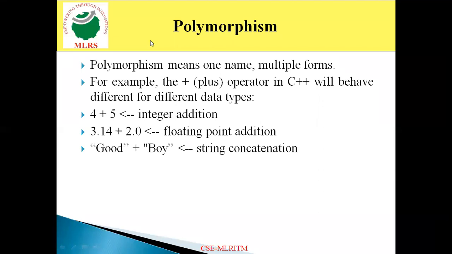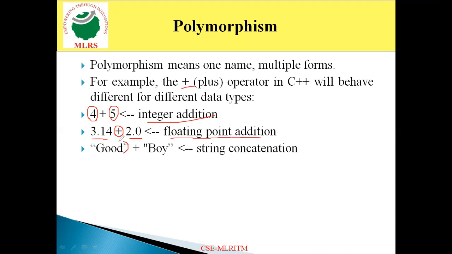Look at this one. We're going to take one example, the plus operator. Basically, the plus operator is used to perform the addition of two values. Those two values may, in the first case, be integers, so the plus operator can perform integer addition. In the second case, those two values may be floating point or decimal values, then it can perform floating point addition.